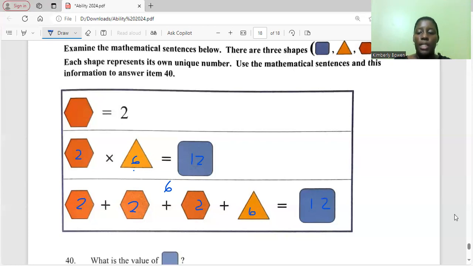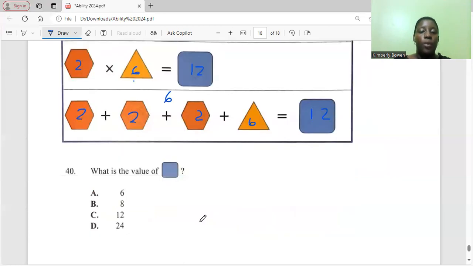But now I can look at the question. What is the value of the square? And I can already see what it is. The answer is 12. Hurrah, we're finished.